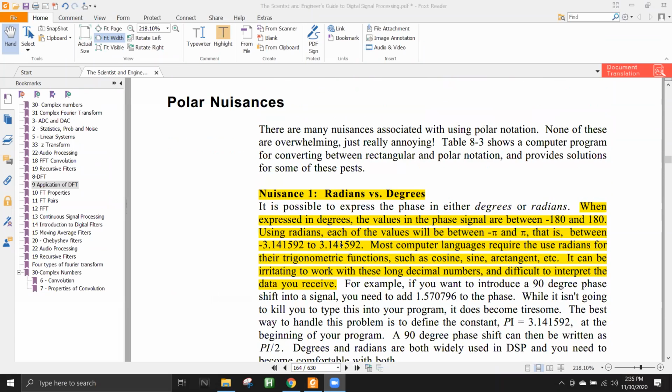Okay, now we come to the polar nuisances, the problems that may happen when we convert from the rectangular notation to the polar notation. What kind of problems can happen here? One problem is the ambiguity between radians and degrees.